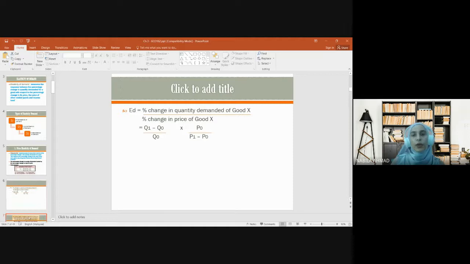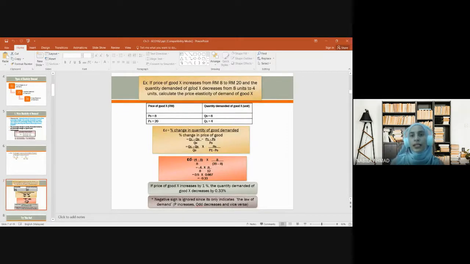Right? Okay, kita tengok example straightforward. Okay, if price of good X increases from 8 to 20 ringgit and the quantity demanded of good X decreases from 8 units to 4 unit, calculate the price elasticity of demand of good X. So dia dah bagi statement. When price increases, yeah, from 8 to 20, the quantity demanded reduce from 8 to 4. Jadi kita first of all dapat je soalan elasticity, kita kena identify which one is P0, P1, Q0, Q1. So P0 here, yang mana number datang dulu itulah P0, old price. Ni new price. So 8 is P0, 20 is P1, 8 unit is Q0 and 4 units is Q1.